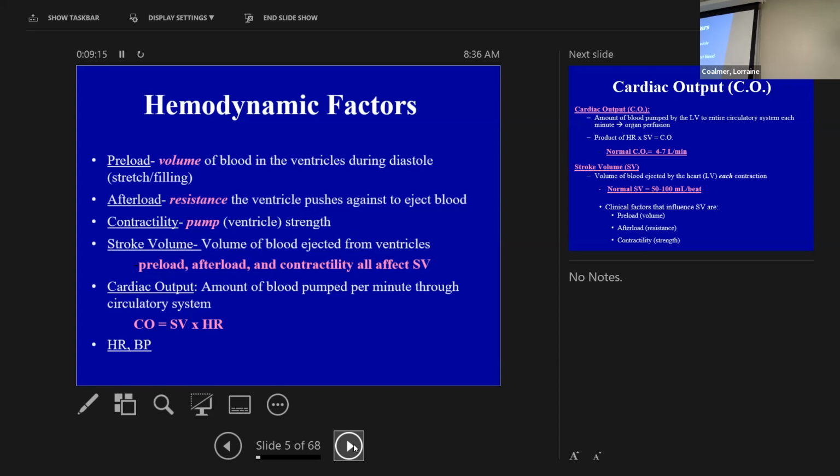Oh, excellent. So if I talk about afterload, it's the resistance that the ventricles have to push against to get the blood out of the heart. Everybody got that? Now I have a right ventricle and a left ventricle, so I have pressures on both sides. So when we talk about afterload, we're talking about resistance. Our vessels should have normal tone. Just think a straw, normal tone.